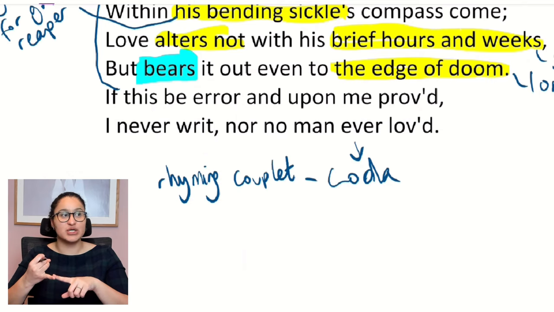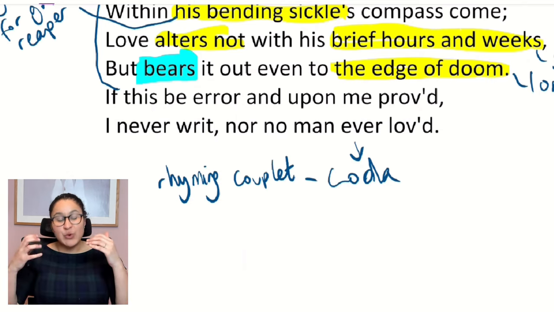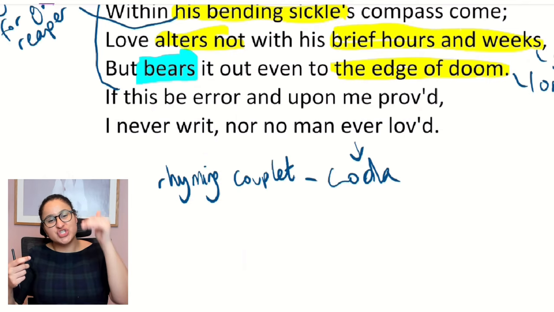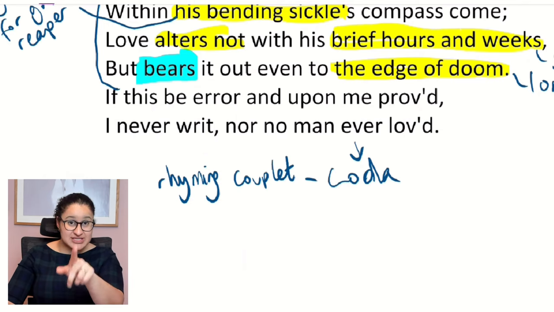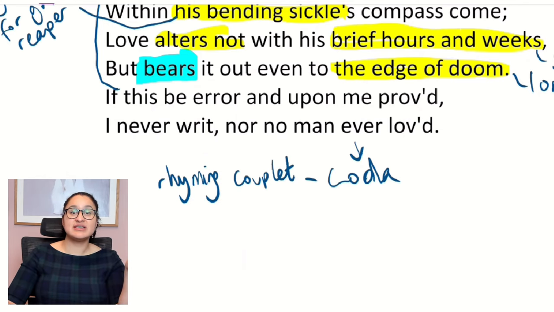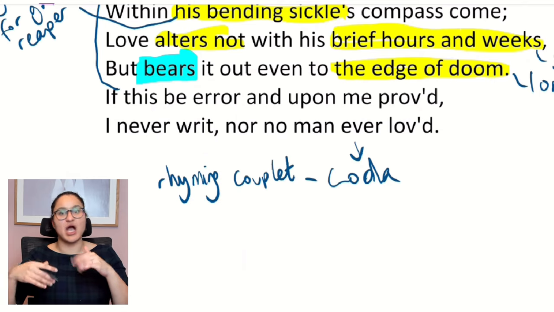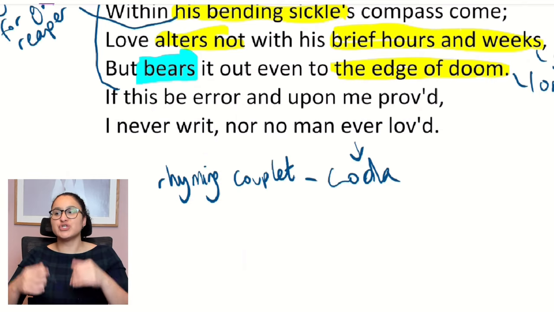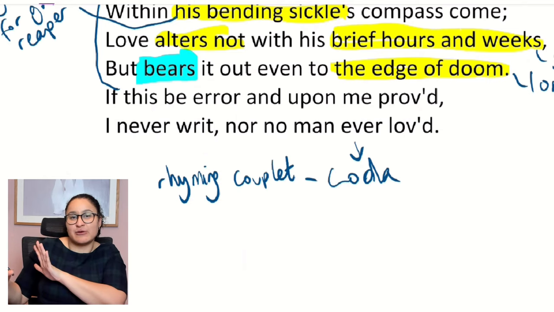I never writ. Nor no man ever loved. Nobody's ever been in love. So what he's saying is, I am so certain that this is what love is, that for you to say this is not what love is means that people haven't been in love before. Because if they have been in love, they would know I'm right. Similarly, the reason he's saying I never wrote this poem is not because it's a kind of denial of, oh, if I'm wrong, pretend I didn't say all of this.